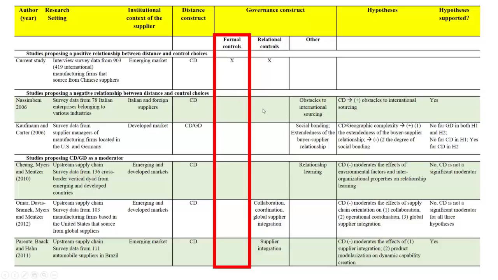And as you can see, Nussembeni does not match our study, Kaufman and Carter does not match our study, although they have measured an informal type governance construct like obstacles to international sourcing, social bonding, or Chung, Myers and Mensa looked at relationship learning. They did not look at formal controls or relational controls. Then Omar et al. looked at collaboration, coordination. Parenti et al. looked at supplier integration.